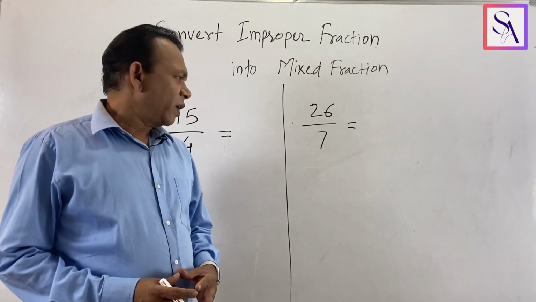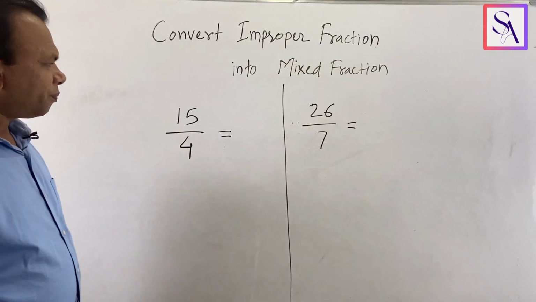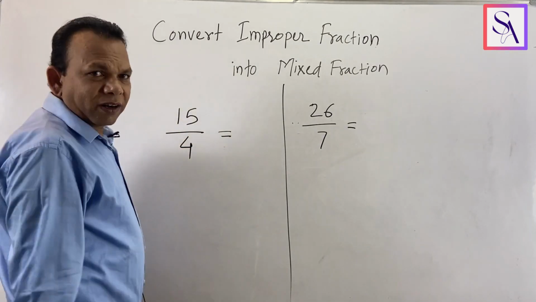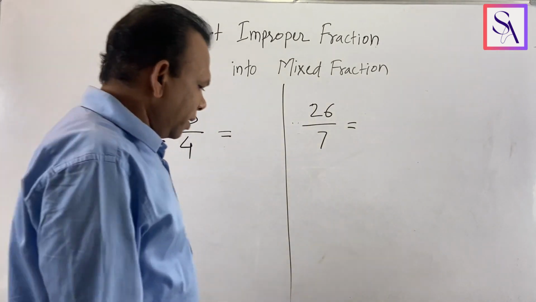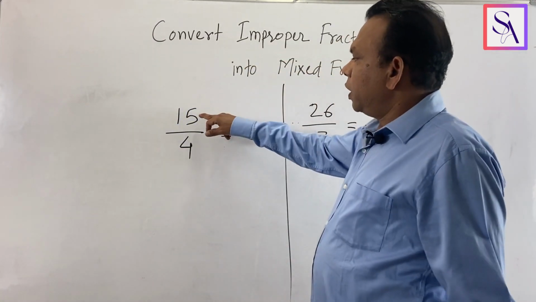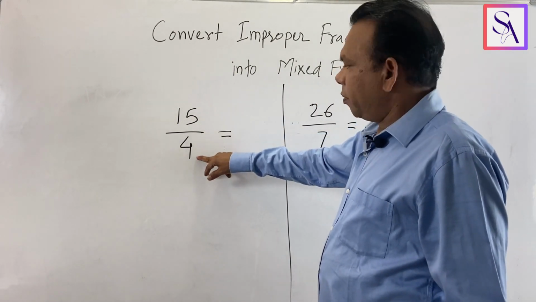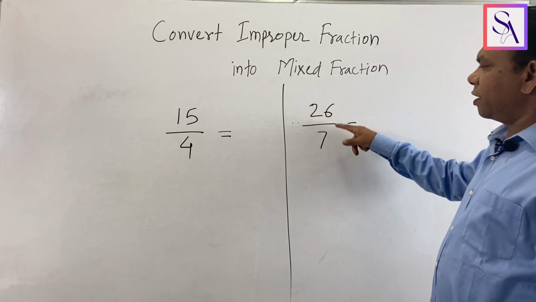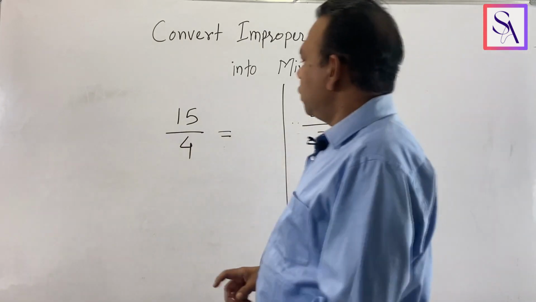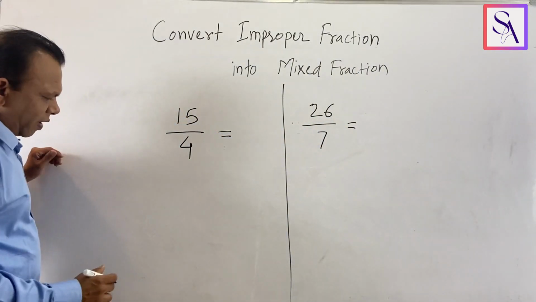So we will take these two examples, 15/4. So this is also a fraction. This is an improper fraction, right? Why improper? Because the numerator is greater than the denominator. 26/7, this is also an improper fraction because the numerator is greater than the denominator. So we will convert that into a mixed fraction.